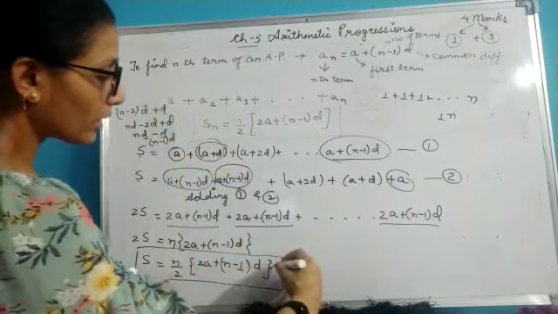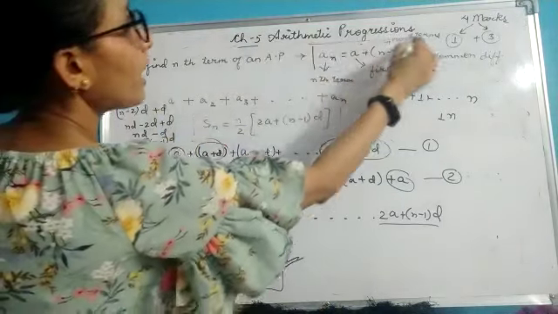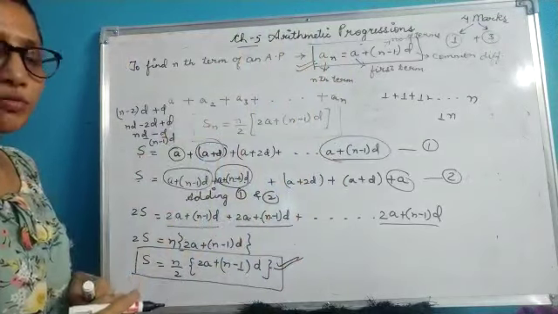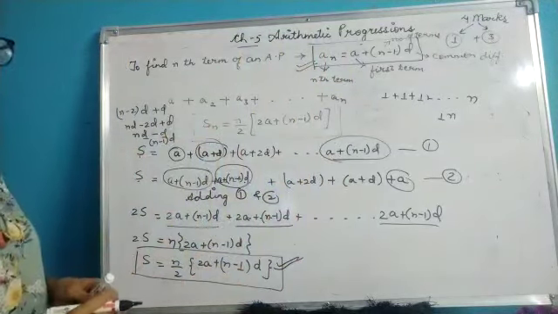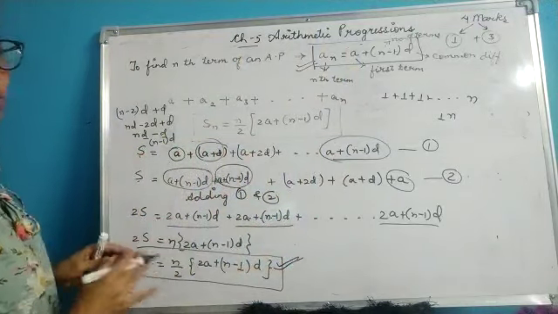So this is again an important formula which you have to remember. So children, we have just two formulae. One is to find out nth term of an AP, and another is to find out sum of n terms. So these are two formulae.